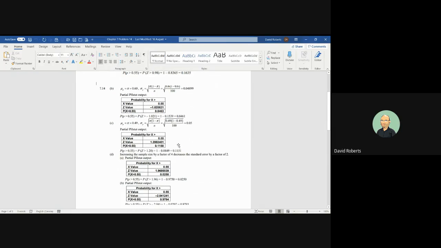What is the probability that she'll actually win if her polling number is 49%? So in part C, once again, you calculate a new standard deviation at 49%. You find out the z-score of 1.2, and you have an 11.51% chance that they're going to win.